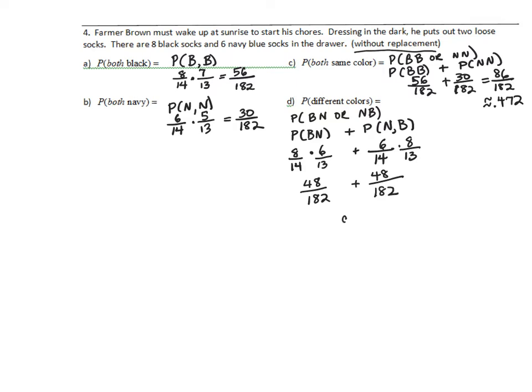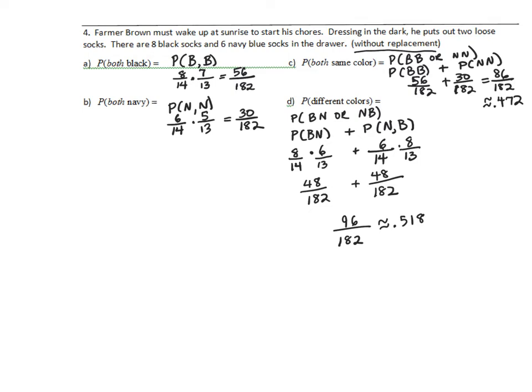And the answer here is 96 out of 182. And if we change that into a decimal, the answer is about 0.518. So the probability of him picking 2 socks of different colors is a little bit more than a half.